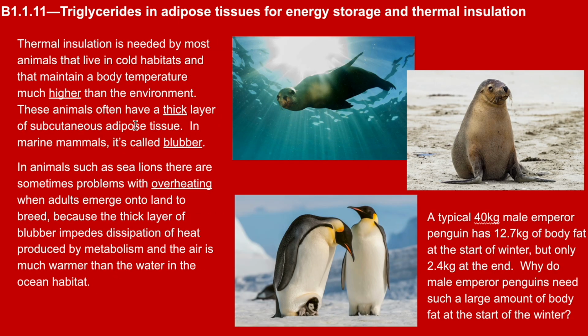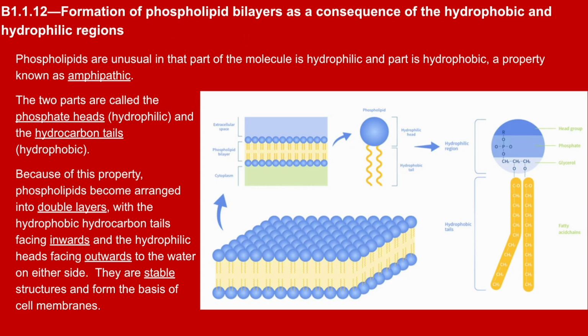Okay, so here's just an example of a marine mammal that would have a thick layer of blubber to act as a thermal insulator, okay, or animals like penguins that live in very, very cold locations. Okay, we have already covered quite a bit about phospholipids. Just remember they spontaneously form bilayers. They're amphipathic with a hydrophilic phosphate head and two hydrophobic hydrocarbon tails.